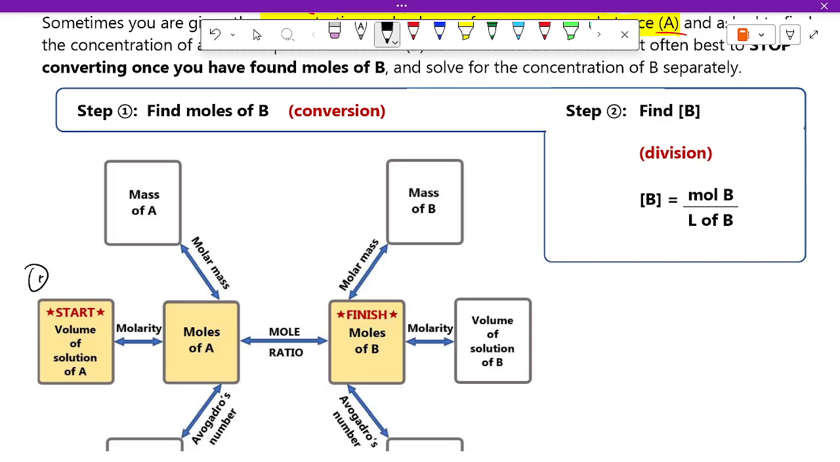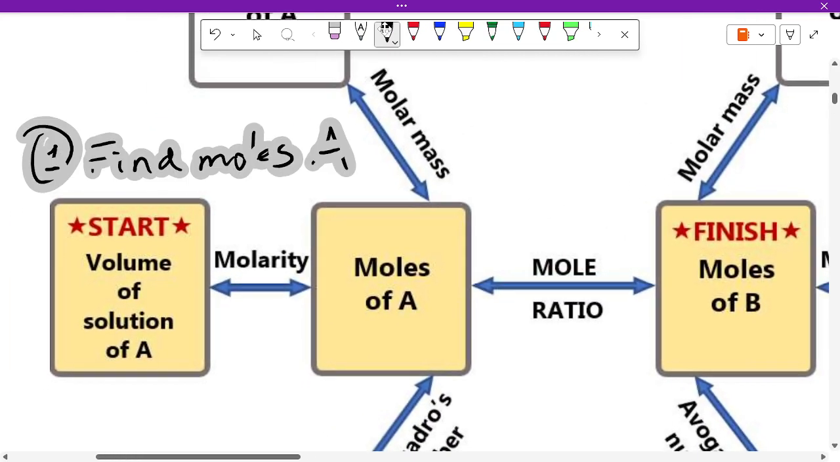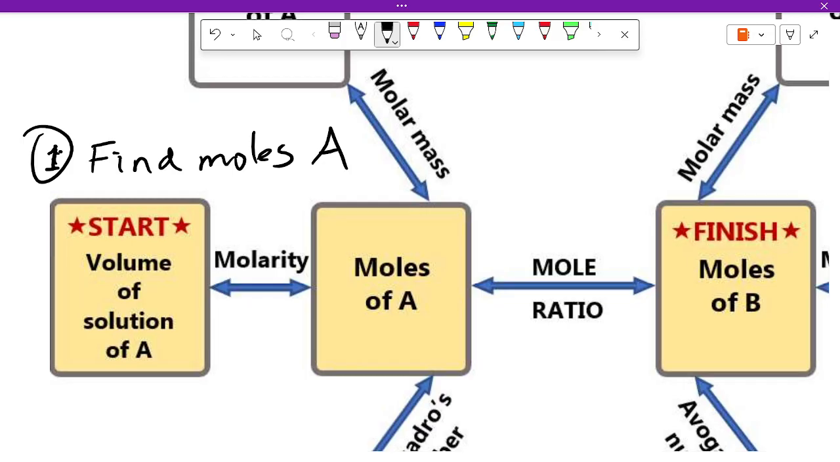So the first thing you do, step 1, is find moles of A. How do you do that? You take your volume and multiply by the molarity and you find your moles of A. Step 2, you take your moles of A and you use your mole ratio to find moles of B. And at that point, you're just going to stop.